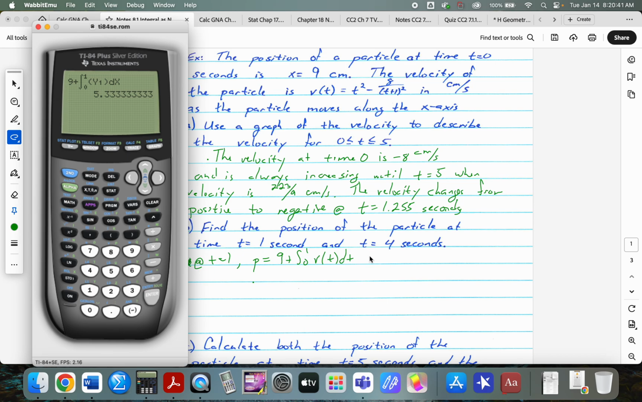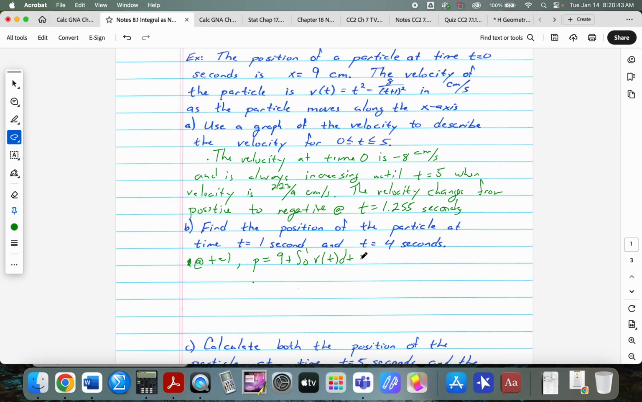Why type all that again with respect to the variable x? It's at 5.3 repeating centimeters. And I said p here, but it's moving along the x-axis. So this is really the x-coordinate, right?